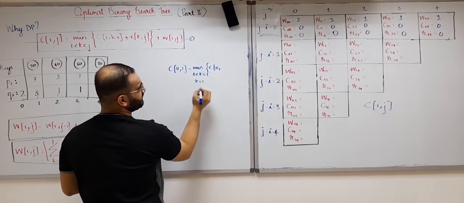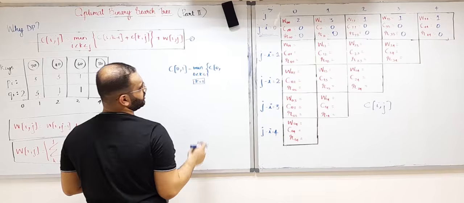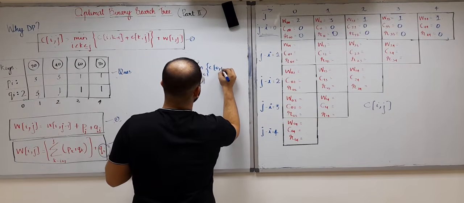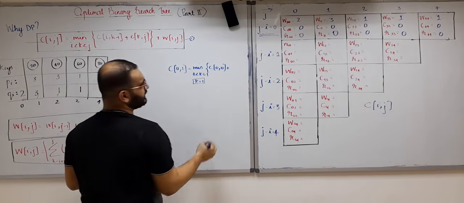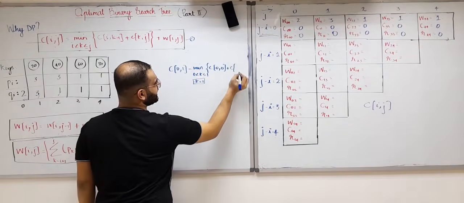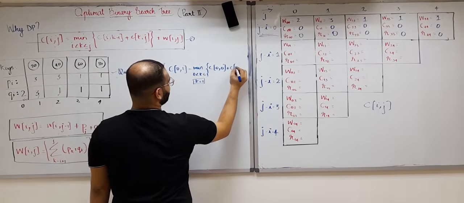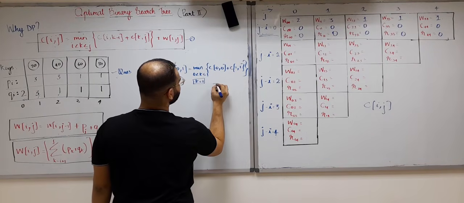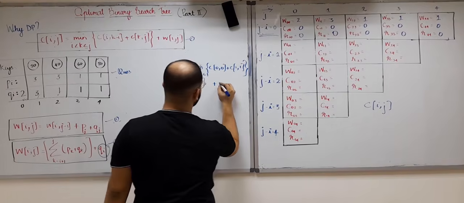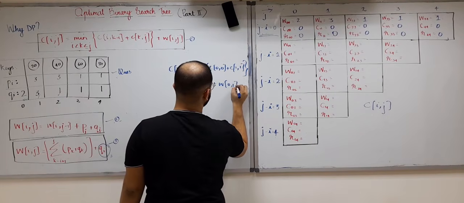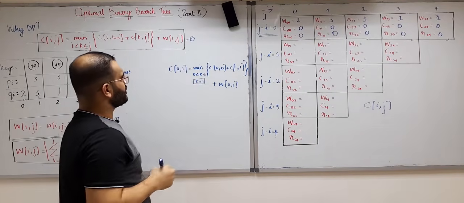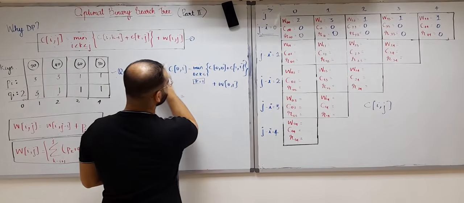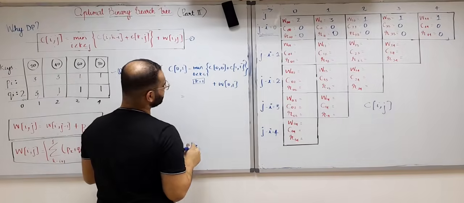Only one value, which is 1, right? It cannot take 0. So K minus 1 in this term will be 0, because the value of K is 1. This will be equal to C, where K is 1 and J is actually 1, plus there is another term W of I comma J, so W of 0 comma 1. Okay. So we understood that this is actually the calculation of C 0 comma 1.